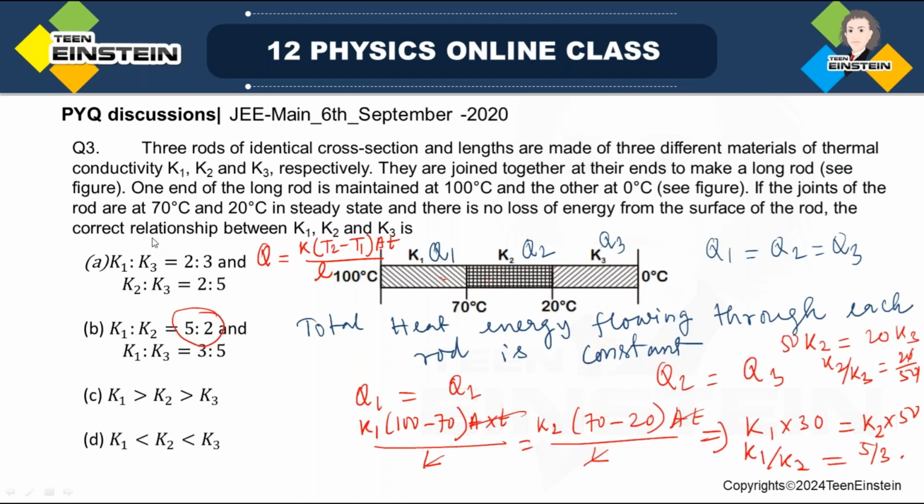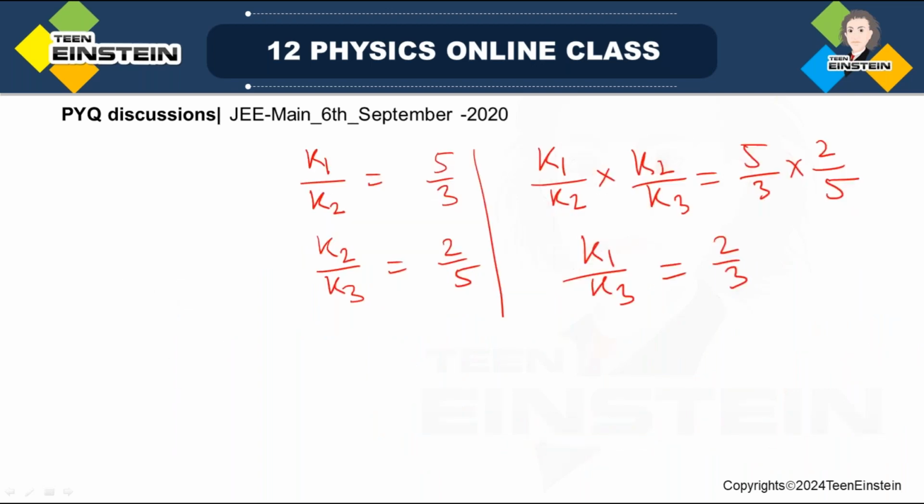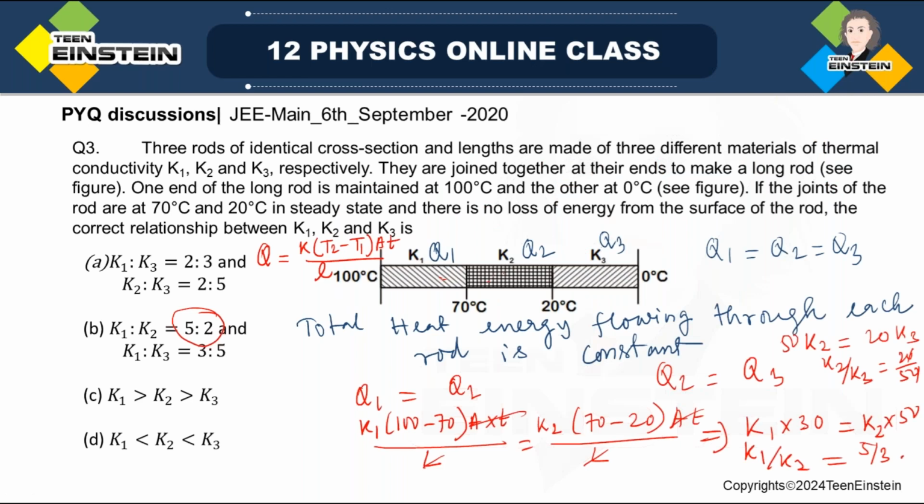Okay, K1 K3, I think this is the option, 2 by 3. So I have obtained 2 and 3 also, 2 by 5. So I think this one is the answer here. Okay, this A will be the answer. All right, so don't get confused, so you can do it better.